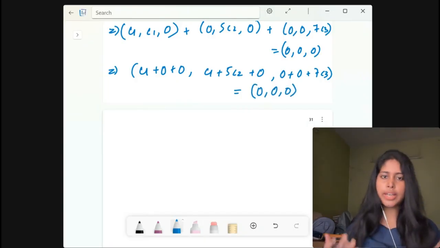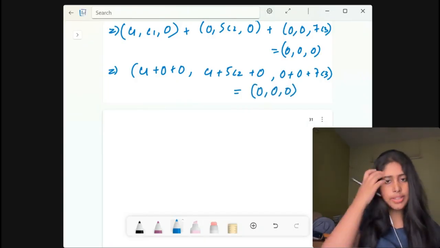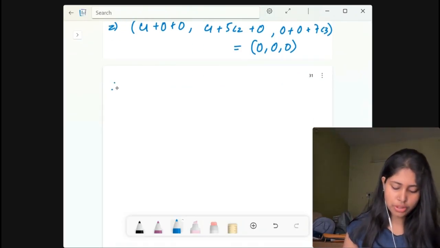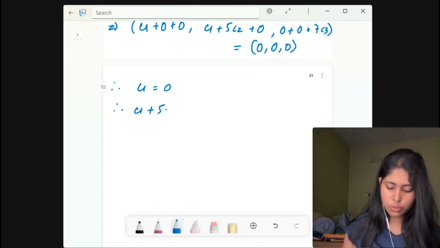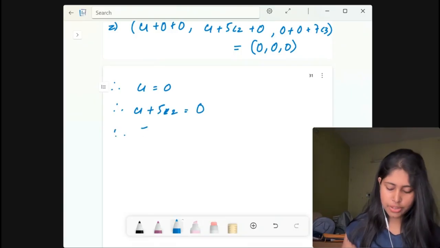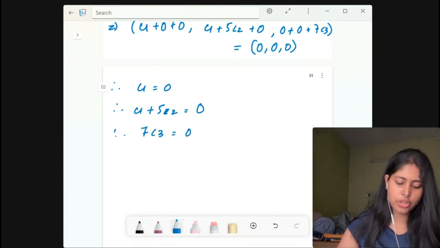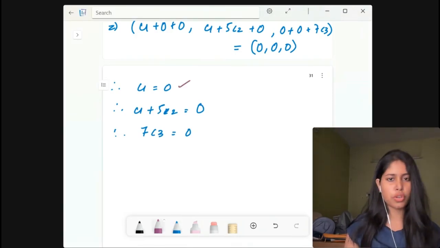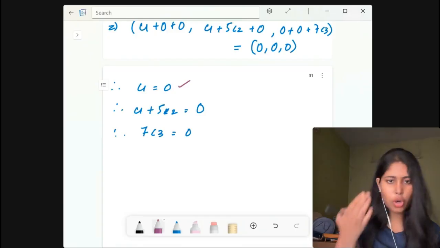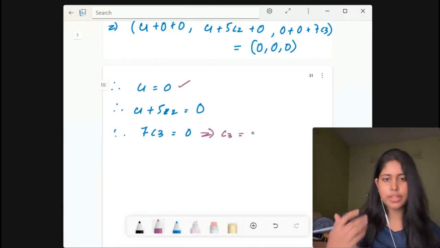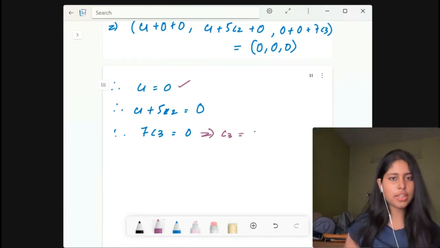Then from here we can get three equations, right? So let us see what the three equations are. Therefore, c1 equals 0, c1 plus 5c2 equals 0, and 7c3 equals 0. Now we can directly see that c1 equals 0 here, because we already got this. And from here, 7c3 equals 0, so c3 equals 0 by 7, which is again 0.